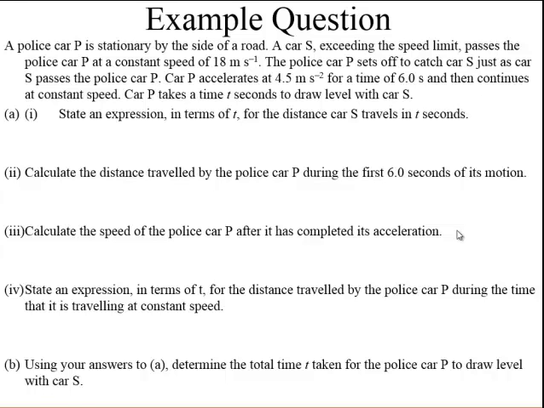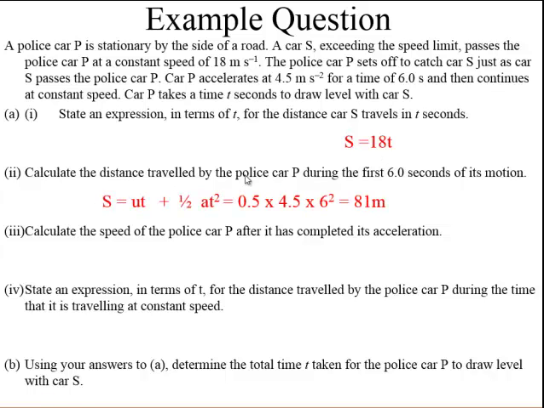So what I'm going to do is work out some factors. State an expression in terms of t for the distance car S travels in t seconds. Well, that's easy enough. I recognise that the velocity multiplied by the time will give me the displacement. I know that the velocity is 18, so 18 times t gives me the displacement.